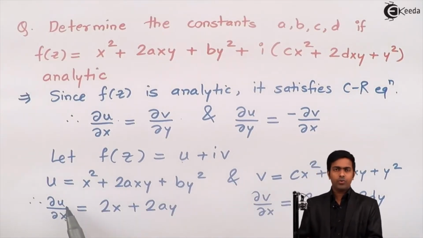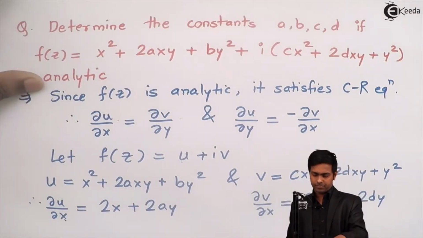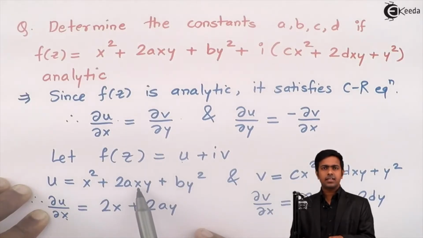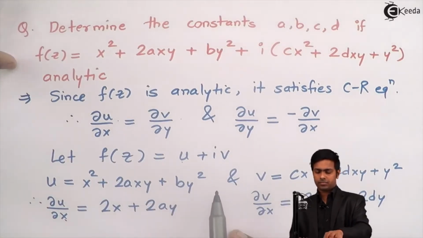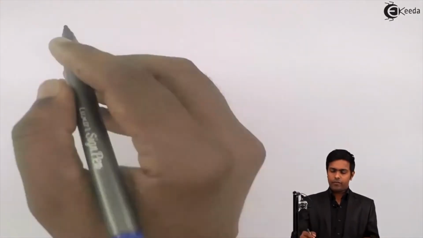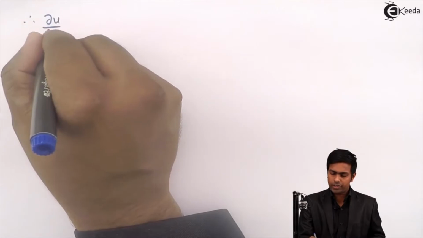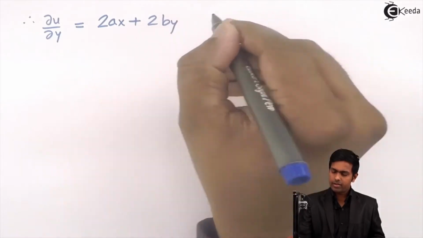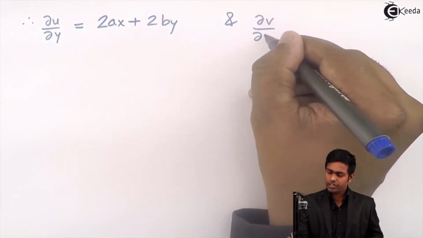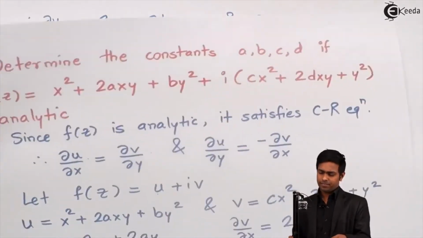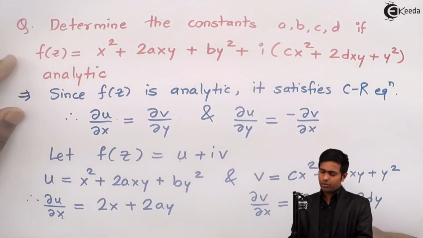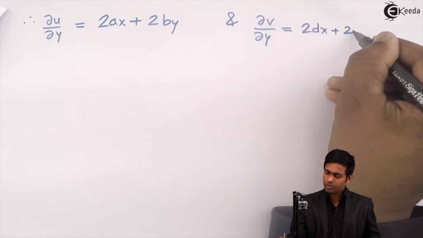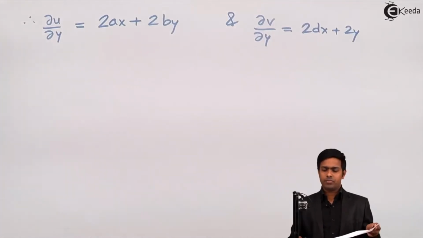Now let's differentiate u with respect to y. Here we will get 0, here we will get 2ax, and here we will get 2by. So the partial derivative of u with respect to y is 2ax + 2by. Similarly, the partial derivative of v with respect to y is 2dx + 2y. So we got all the 4 terms.